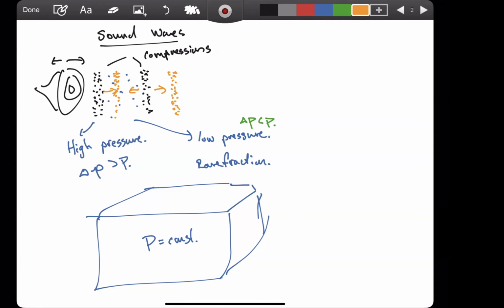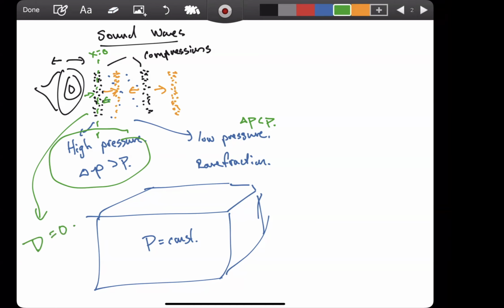Now, let's think about it in terms of displacement. In this case, we're talking about the change in pressure, but let's think about the displacement. What's happening here is the particles which are in the middle of this compression, or this high pressure, are basically exactly at equilibrium position. All the particles around it are initially compressed inward, which means all the ones in the center haven't moved at all. So even though we're at a high pressure, the displacement, our displacement D, is equal to zero, right?